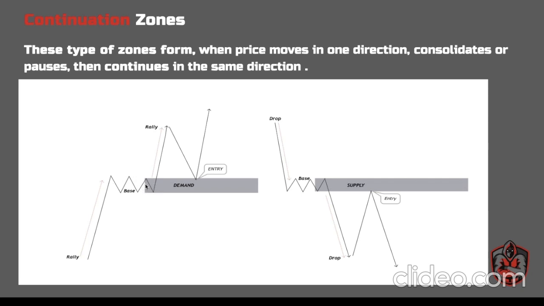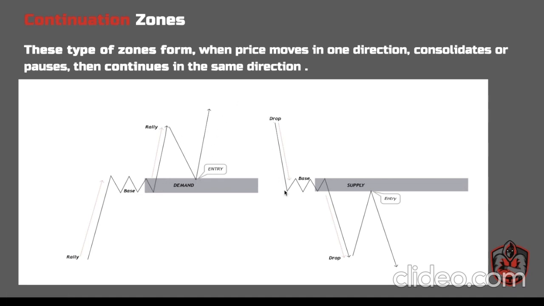Now, that pause, that area of consolidation creates an area of demand. So when price pushes up from there and starts to pull back into this area, that means it would have mitigated an area of demand where we would look to then enter to continue the move over to the upside. That is why it's called a continuation zone, because essentially all it is, is price continuing over to the upside.